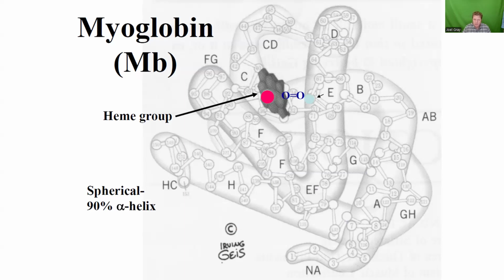So myoglobin, as you see here, is a singular polypeptide. Now, myoglobin is 90% alpha helix. Remember when we were talking about protein structure, we talked about primary structure, secondary, tertiary, and quaternary structure. Our secondary structure had those coils known as alpha helices. So the structure of myoglobin here is basically 90% alpha helices. Helices is helix plurally. So this is a bunch of alpha helices that have folded together.